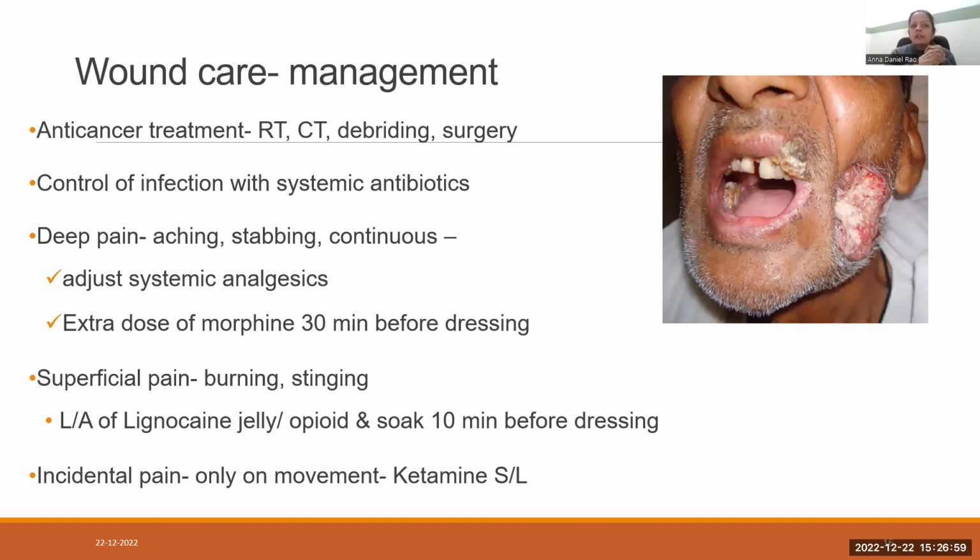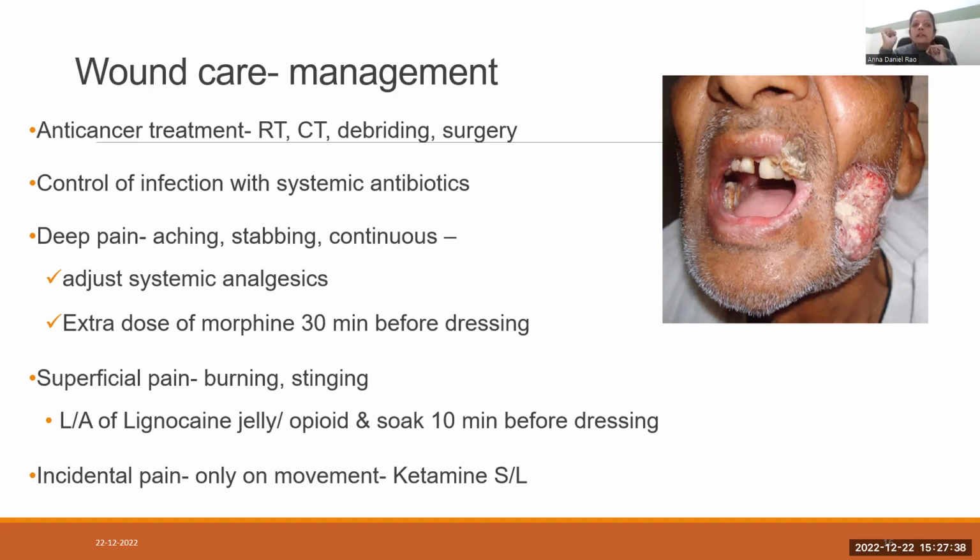So many times this kind of wound is controlled by anti-cancer treatment itself, like radiation therapy or chemotherapy. Many times debridement can be done, so in that, surgical management we need to do. Here, the purpose of the therapy will not be curing, but just the relief of the symptoms. Many times this therapy helps in reducing the size of the wound, so further things can be controlled.